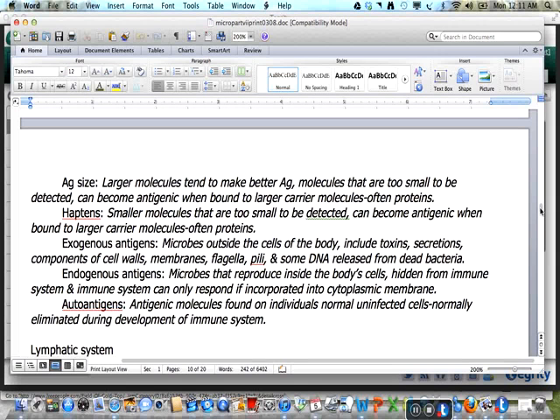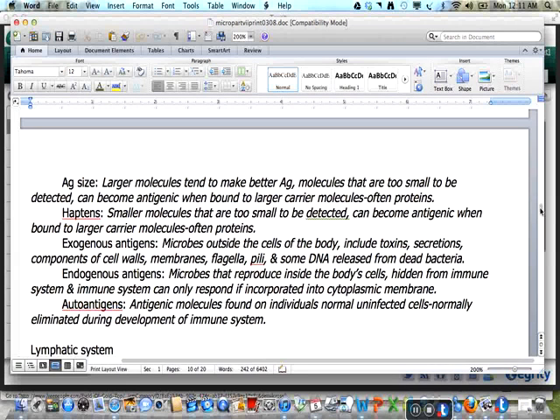Exogenous antigens are outside of the cells of the body. These include microbes, toxins, secretions, components of cell wall membranes, flagella, pili, and some DNA released from dead bacteria.